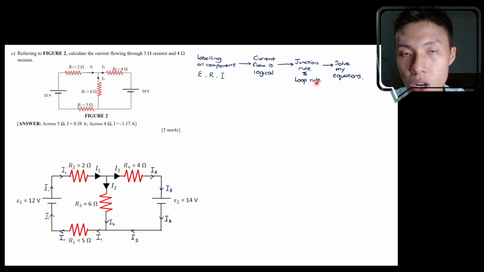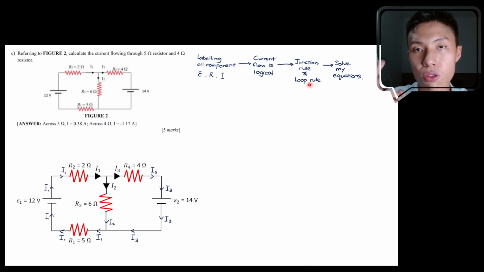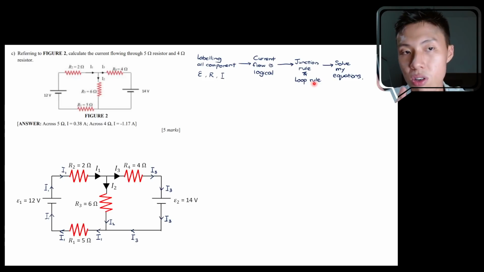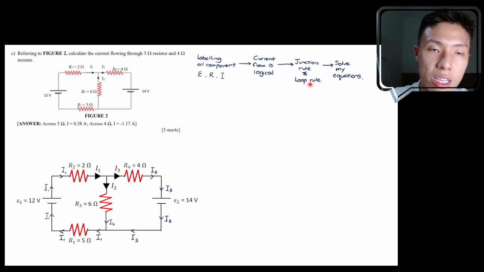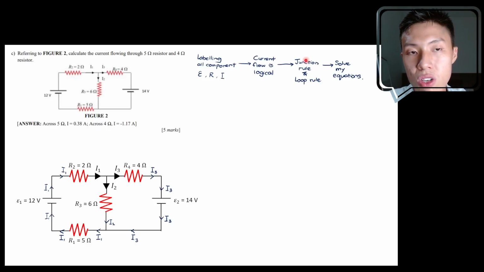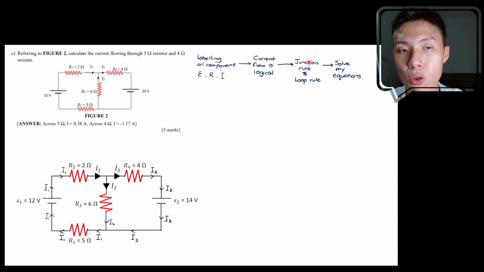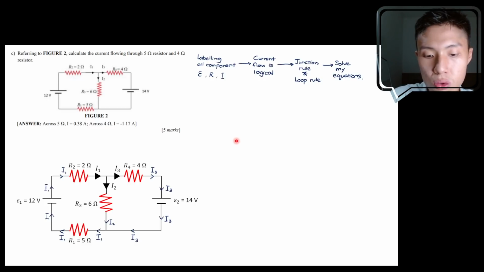So Kirchhoff's rule consists of 2 rules inside. One of them is called the junction rule, and another one is called the loop rule. The junction rule is more related to the current flow at the junction, and the loop rule is more related to the potential difference across a loop. So we'll go through these 2 rules one by one, first by doing the junction rule.